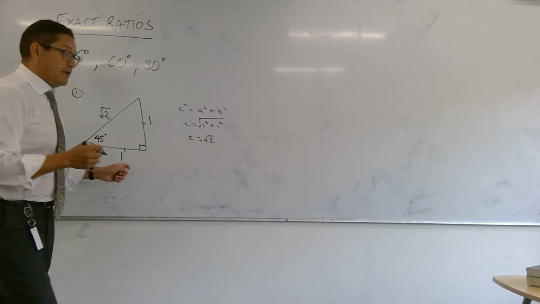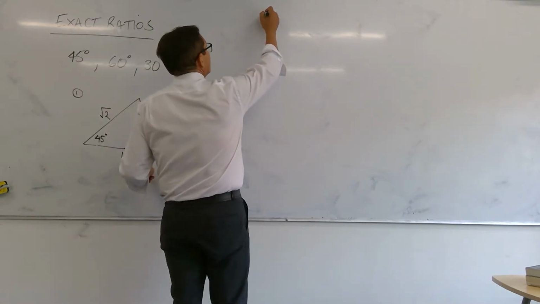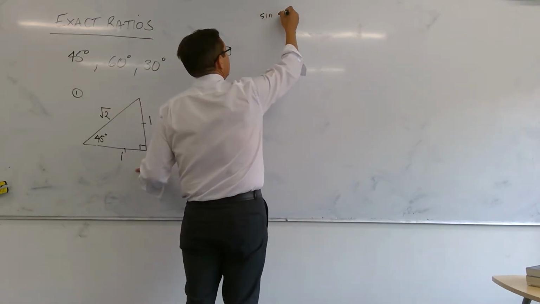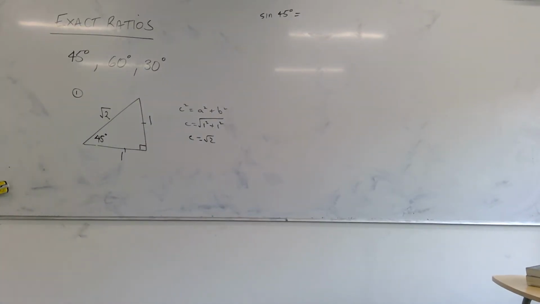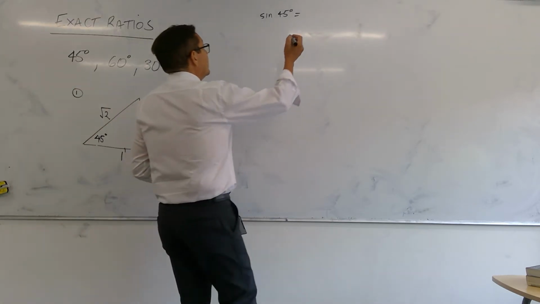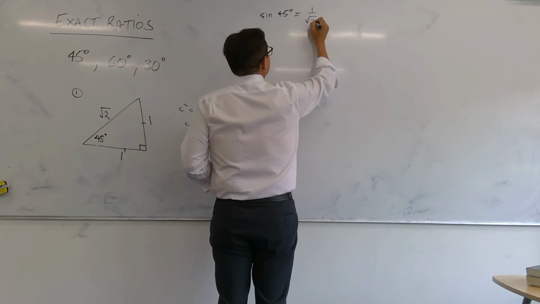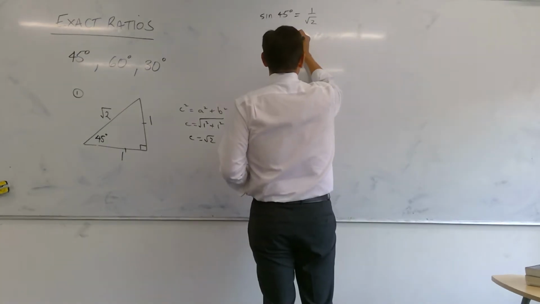So if I can memorize this triangle, I can say this. Sine 45 degrees is equal to, what would that be equal to? Remember, sine is opposite over hypotenuse. 1 on root 2. Done. Now, if you try to do sine 45 on your calculator, what do you get? Sine 45. So this is exact.